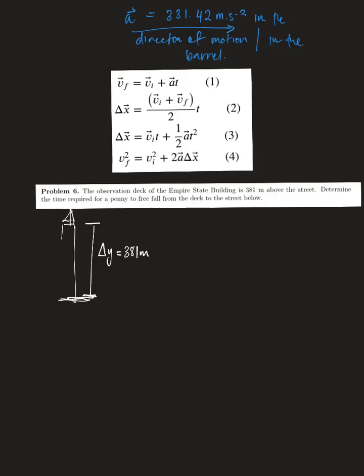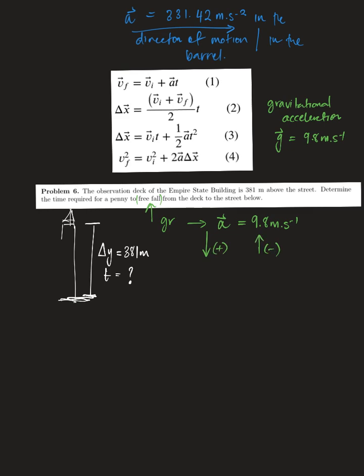They want the penny to fall, and they want the time that it's going to take. We don't know that, but we do know that it's going to free fall. Now, if something free falls, it's only affected by gravity. So the acceleration value we have here is 9.8 meters per second squared. The symbol we use for gravitational acceleration is g, which is equal to 9.8 meters per second squared. And this thing is falling down, so if it's falling down, the value must be positive. If it's going up, the value must be negative.